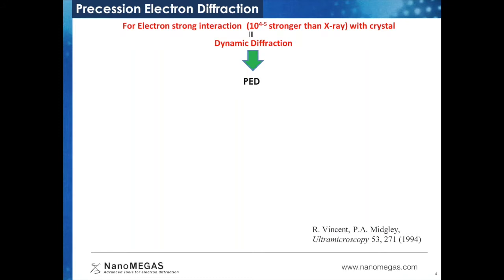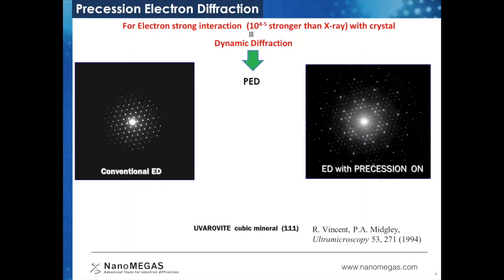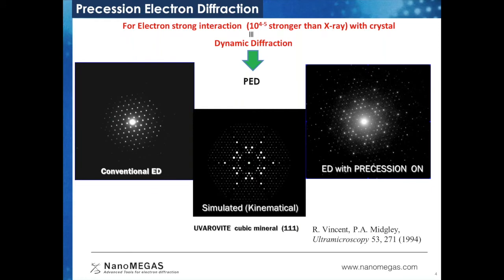For a cubic mineral, first a conventional ED data set was collected. Then a second ED data set was collected with the precession technique in the same orientation. And two obvious things you can see. First, there are more spots at high angles where the data was collected with precession. And second, there are intensity variations in the diffraction patterns. Now, if we compare the precession electron diffraction data and conventional ED data with the kinematically simulated data, we can see that ED data collected with precession matches much more closely with the simulated kinematical data.